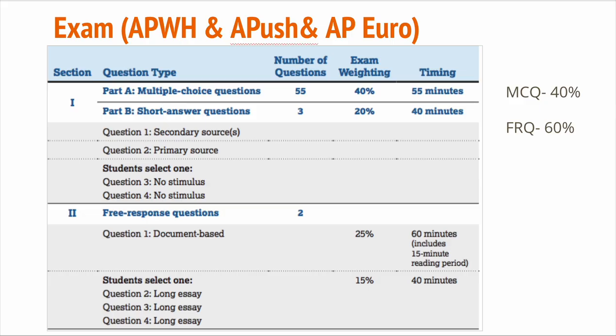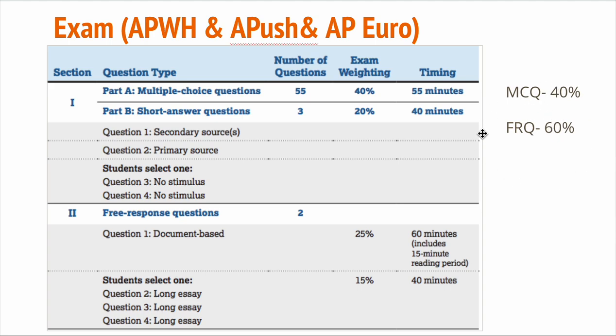So going to the CED, where I started from. If we look at the CED, we have MCQ right here, worth 40%. Then we have the FRQ, which is 20% for the SAQ, short answer questions, the document-based question, 25%, and the long essay question is 15%. So we add all that up, that's 60%. And so I break down my weighting in the grade book by 40 and 60%.